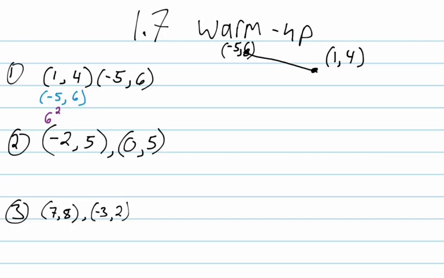How far apart is 4 and 6? 2. That is my vertical distance. We're going to use those along with the Pythagorean theorem to find c squared, what would be the hypotenuse. That would be the diagonal. So this is 2, that is 6, and we're trying to find c, that diagonal.